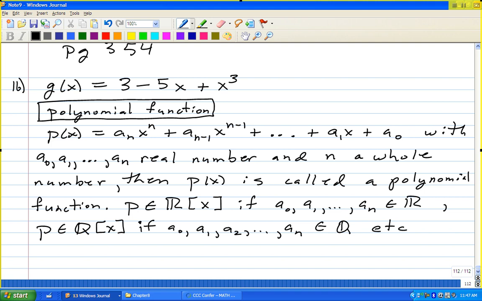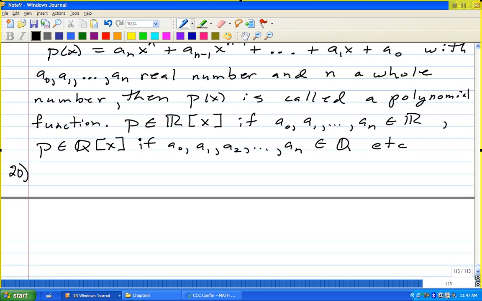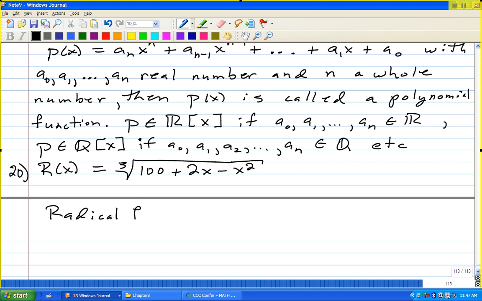Let me do problem number 20. So again, this is just terminology. So r of x is equal to the cube root of 100 plus 2x minus x squared. Since this has a radical, we'll call it a radical function, since I have a cube root.